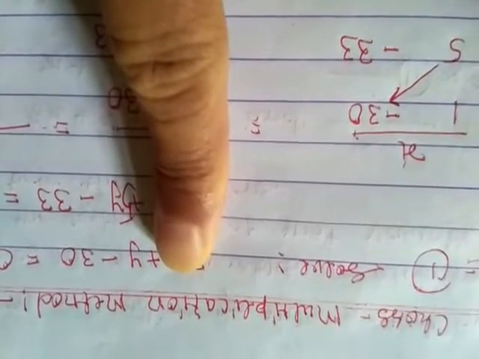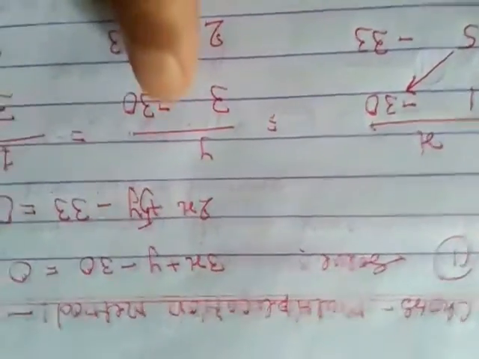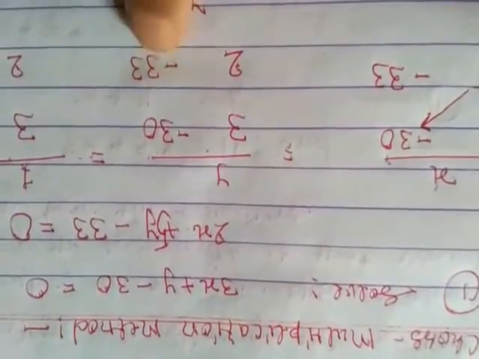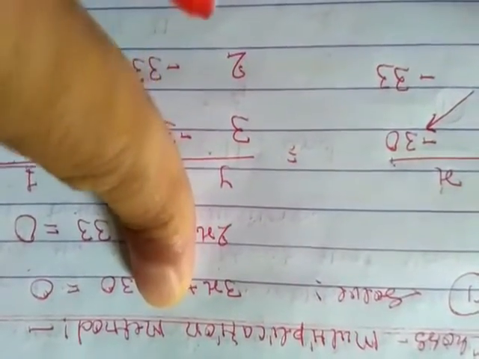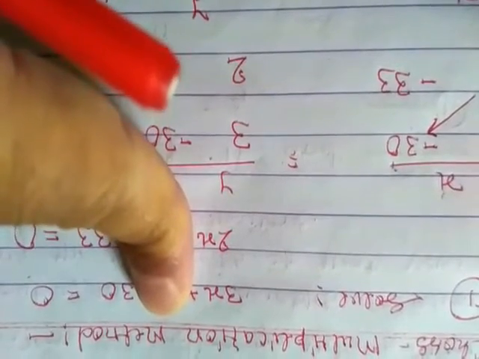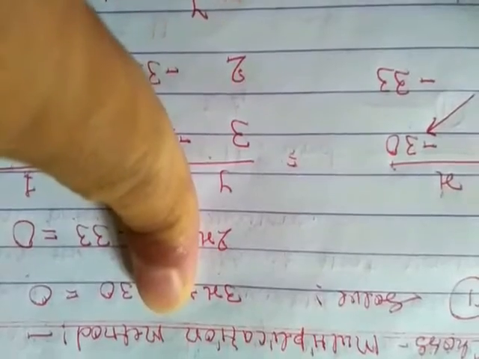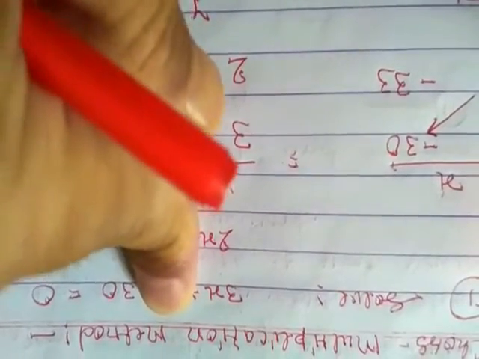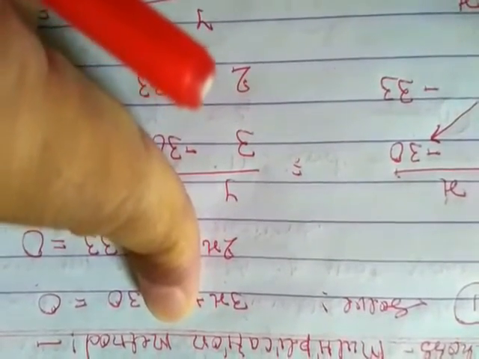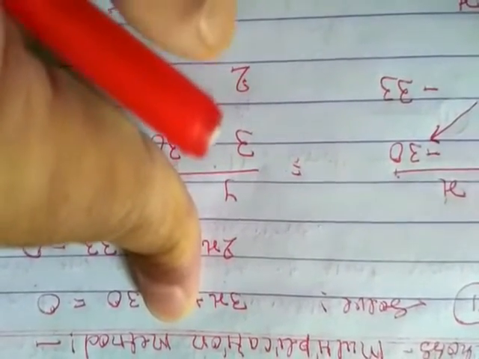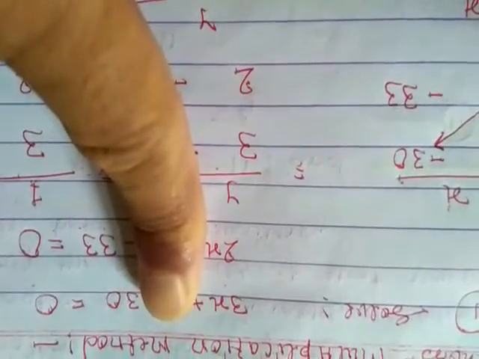Now similarly for the y terms, you cover the y terms of both equations. Now you can clearly see the coefficient of x is 3 and the constant term is minus 30. So write in this form 3 and minus 30, and thereafter in the second equation the coefficient of x is plus 2 and the constant term is minus 33. So write in the same format.